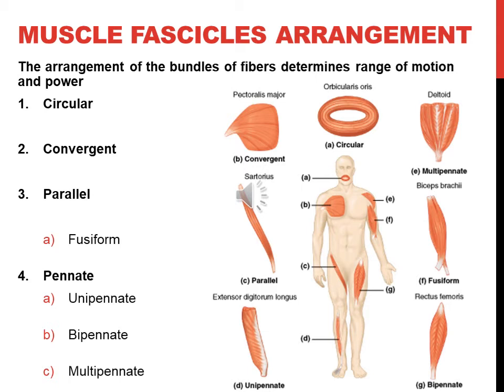We have a parallel. So the length of the fascicles run parallel to the long axis of the muscle. The muscles are strap-like, like the sartorius, or spindle-shaped with an expanded belly, like a biceps brachii. Your spindle-shaped are your fusiform. So where it's got fusiform listed there, you're talking about spindle-shaped parallel arrangements. So they have that expanded belly. Something like your biceps brachii would specifically be fusiform.